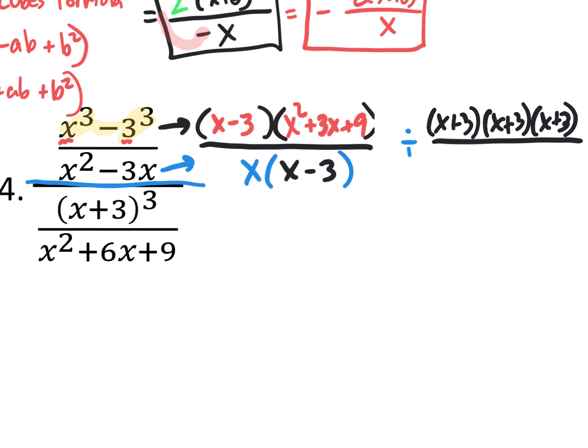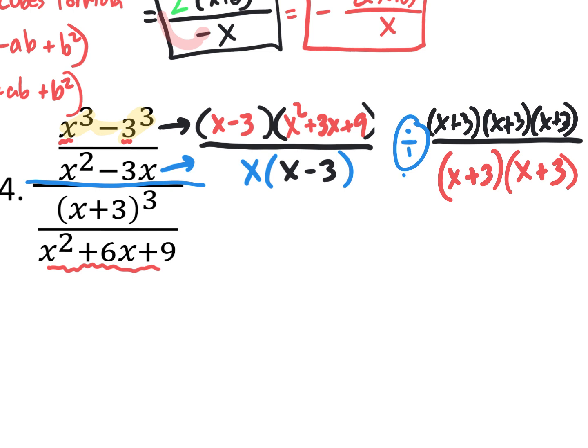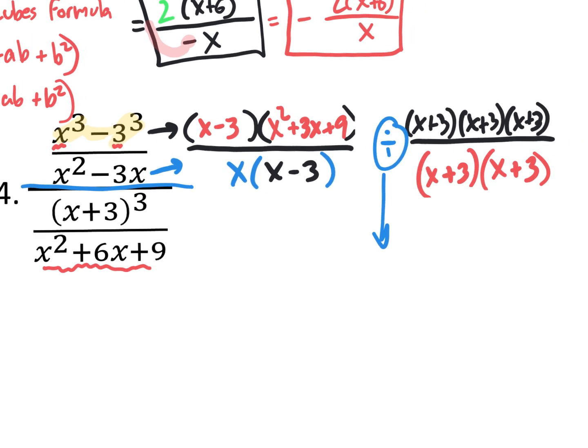Okay. And then this bottom one is a quadratic trinomial that I could actually factor with an x right here and an x right there. What times what is 9 that if I combine together is 6? 3 and 3. Are you with me? So I know that I need to change this to multiplication, and I also know that I need to flip this second fraction.